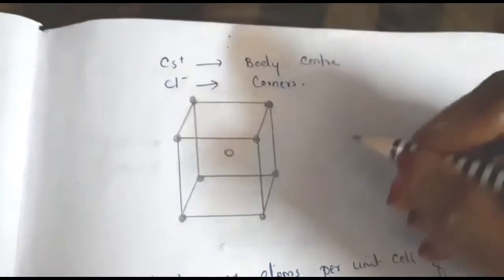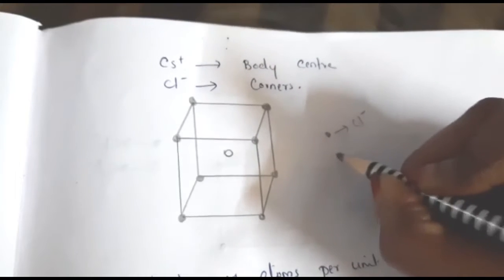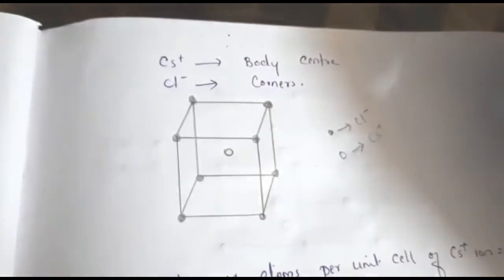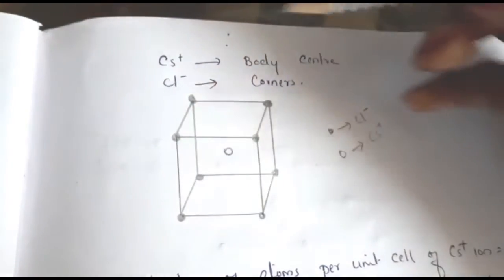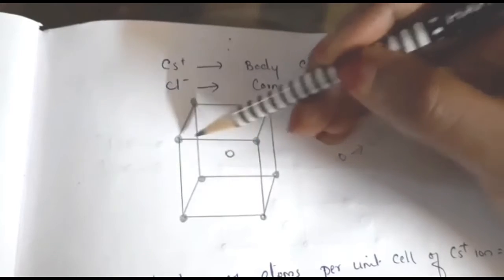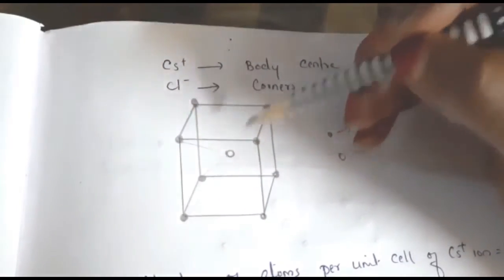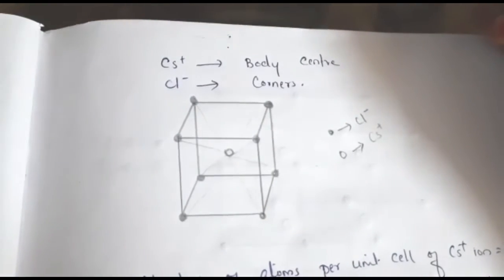So here we can mention this one is Cl- and this circle is Cs+. So cesium ion is in the center and the chloride ions are all the corners. So here each chloride ion will be in touch with this cesium ion. So here a cesium ion is in contact with 8 chloride ions.